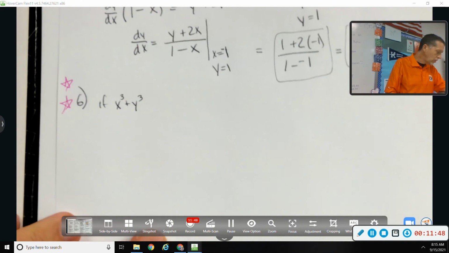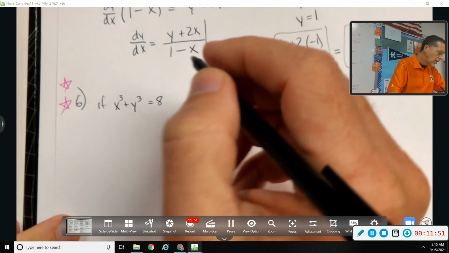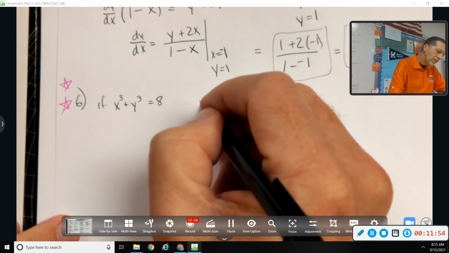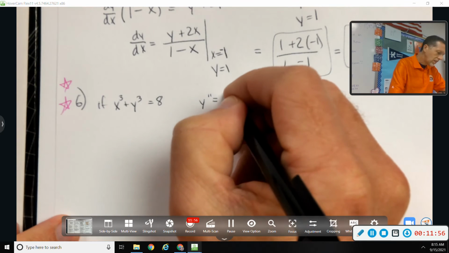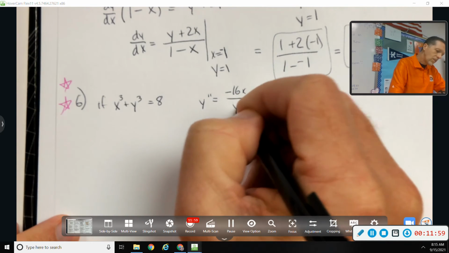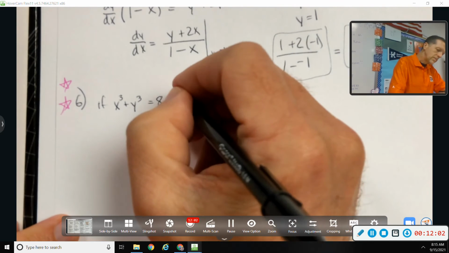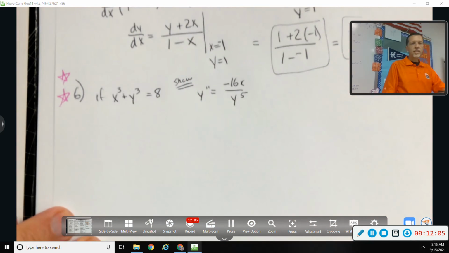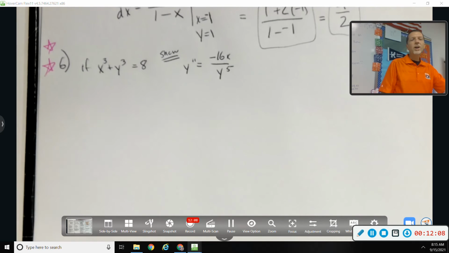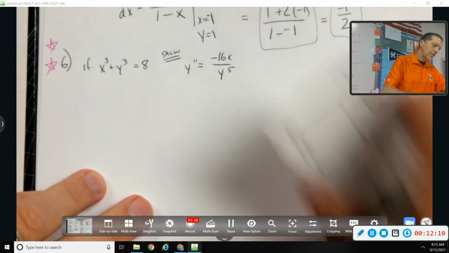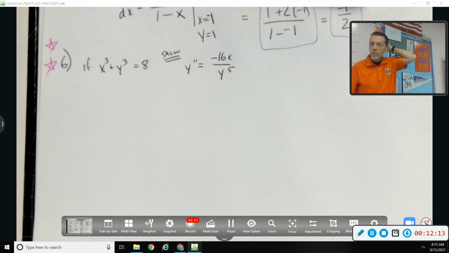If x cubed plus y cubed equals 8, show that the second derivative is negative 16x over y to the 5th. So there's one nice thing about this problem. It's ugly, it's a second derivative, it's kind of complicated, but they give you the answer. Sometimes we do that in math classes that are really hard, like calculus. It's like, hey, here's the answer. Now just try to get there, rather than tell me what the answer is.